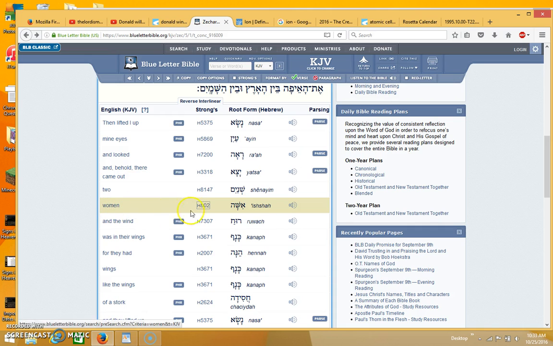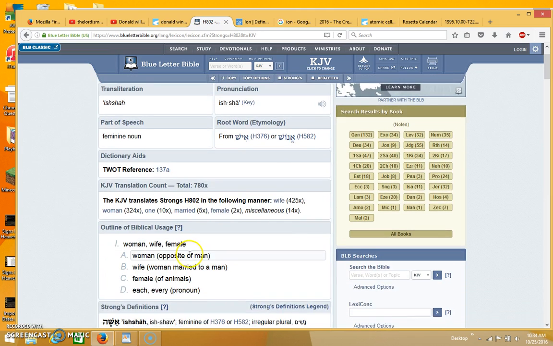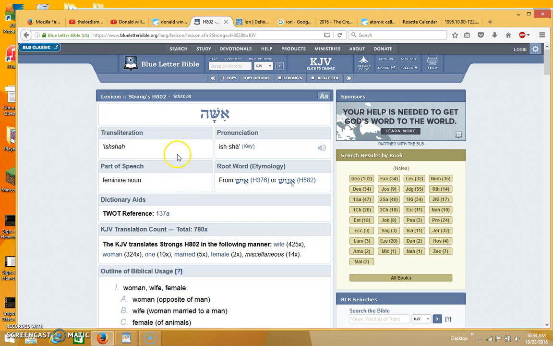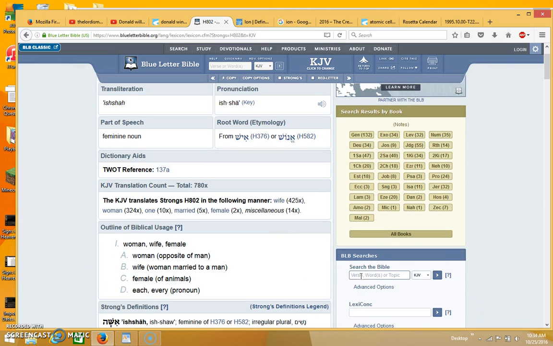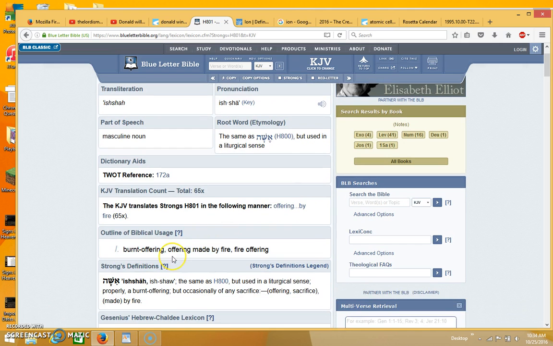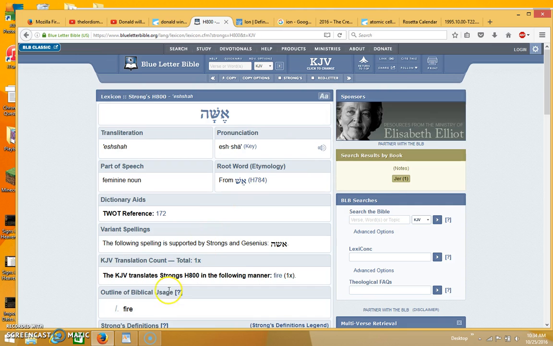Okay, over here where you have the word women or woman, you see that it's the word Isha. It comes from the word Isha, which means woman, and this is according to Strong's number 802. But if you look at Strong's number 801, you'll see that it's the same word, Isha, and that means burnt offering. And over here it's saying that it's the same as 800. If you look at the word 800, you'll see that that means fire.